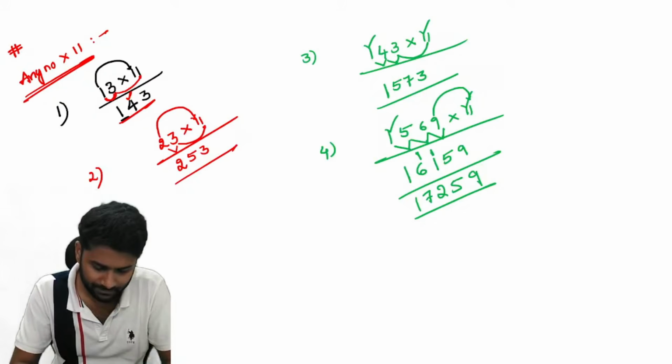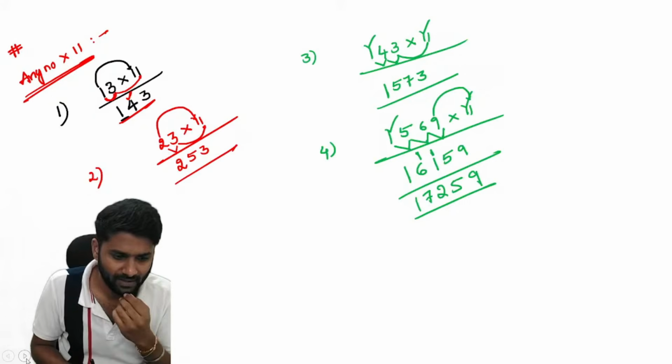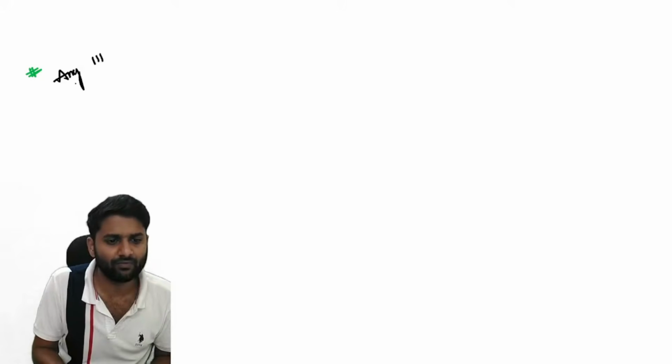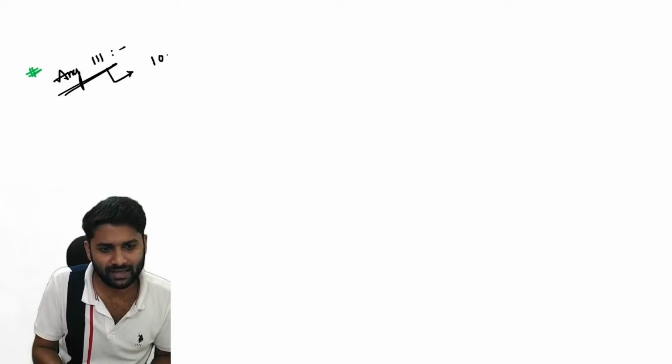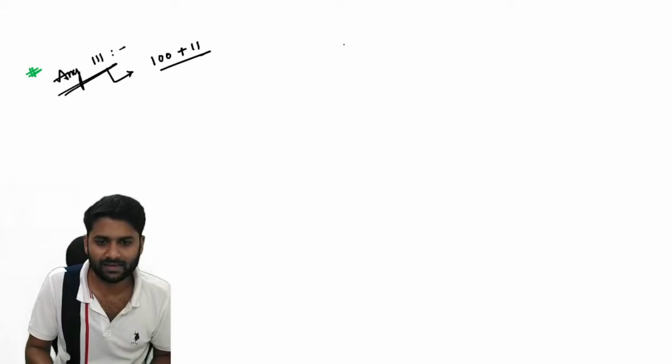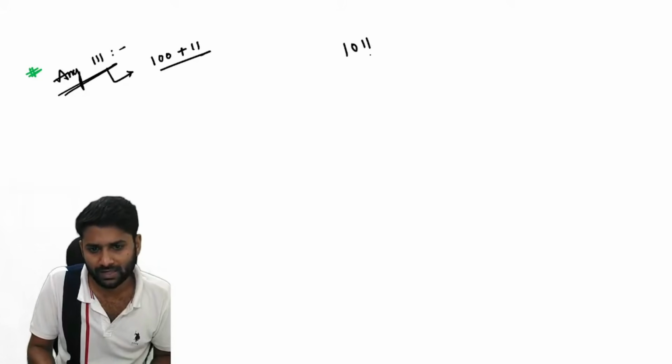So is it clear? You can multiply any number with 11. This is applicable, guys. In the same way, if any number is multiplied with 111, 111 can be considered as 100 plus 11. In the same way, 1011 can be considered as 1000 plus 11 itself.